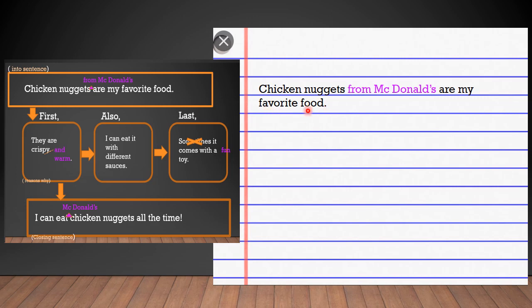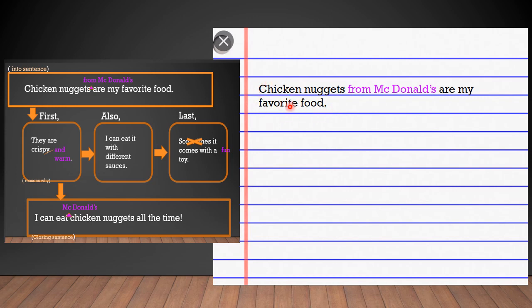Just because this is a new line does not mean I get a capital letter at the beginning. This is not the beginning of a sentence. It is not a proper noun, so that F can stay lowercase since it still belongs to this sentence from the line above. And I have my end punctuation here at the end, so I know my sentence is good.